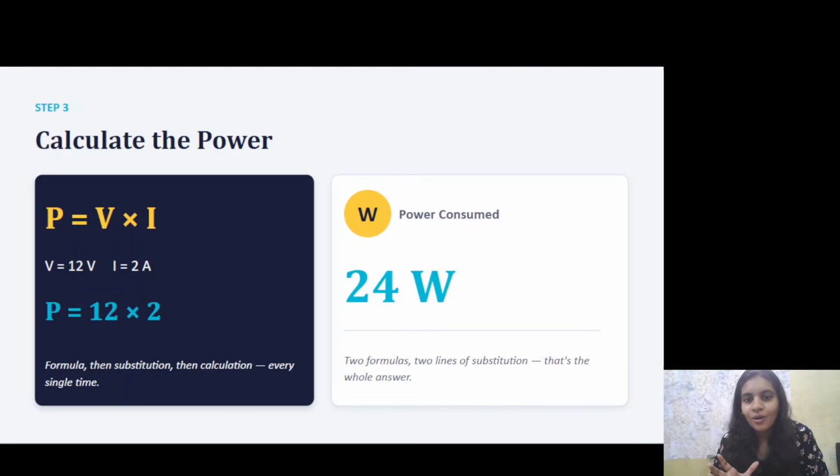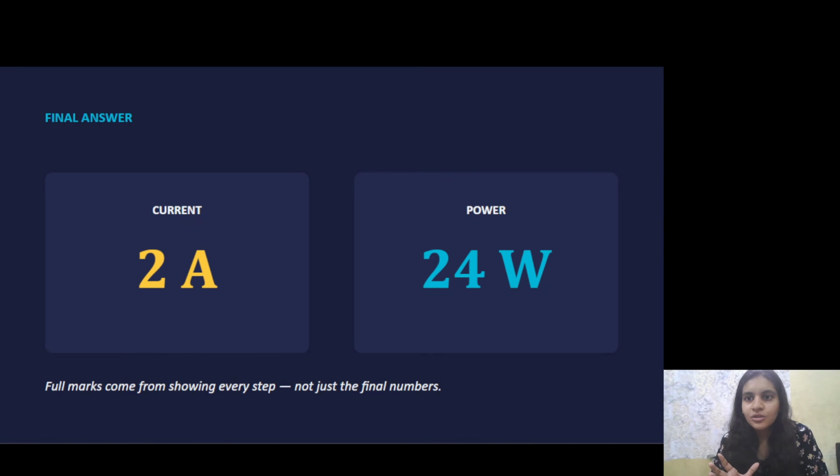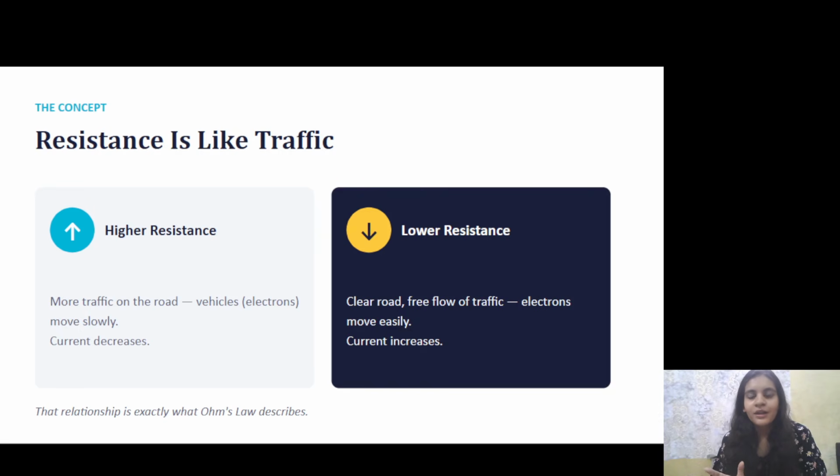So now let's understand the concept behind this question, right? We have the answers here, 2 ampere and 24 watt, and I believe all of you guys did an amazing job. So now let's understand the concept. Why does the current increase when resistance decreases? Think of resistance like the traffic on a road. More traffic means vehicles move slowly, whereas similarly, high resistance means current decreases. Whereas low resistance means that current increases. This is exactly what Ohm's law explains.